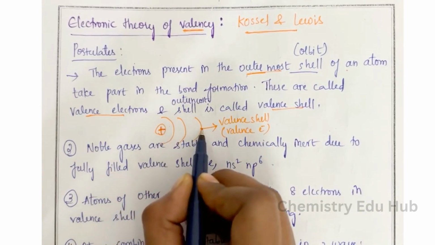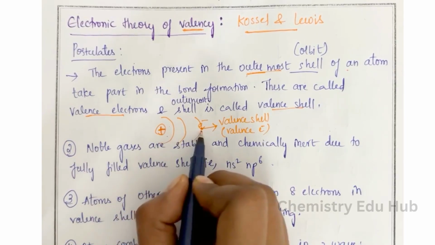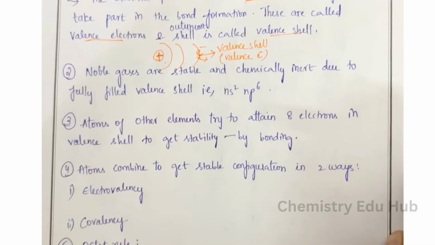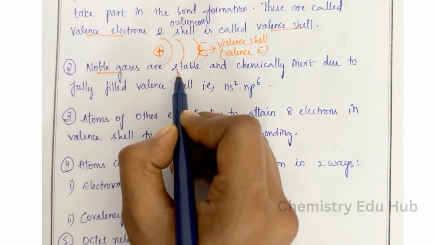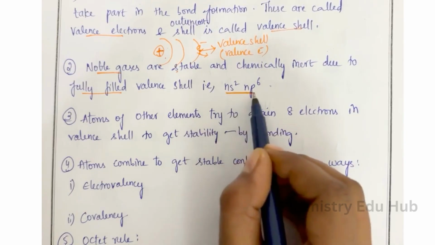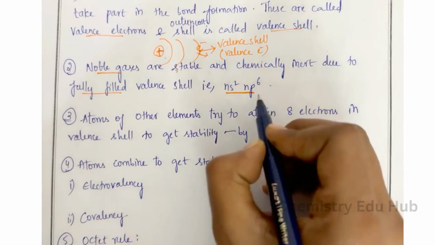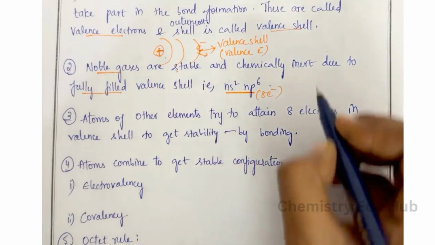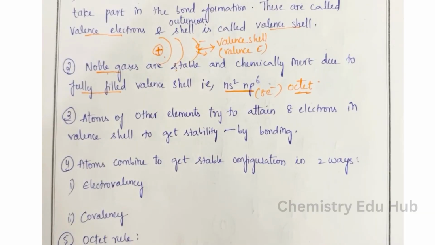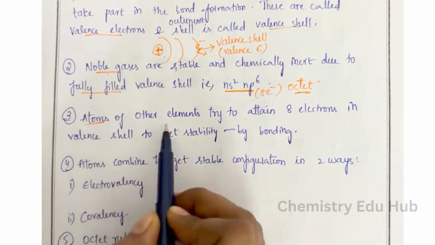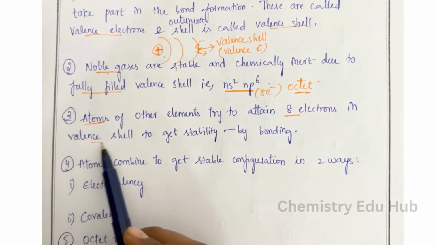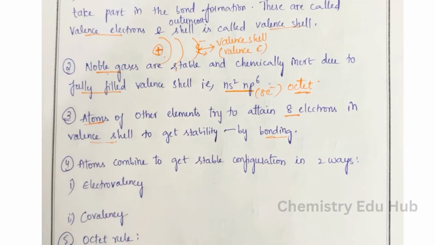The nuclear attraction on the valence shell electrons is less, so they will readily participate in the bond formation. Hence valence electrons are very important. If you look at the noble gases, they are already very much stable, because in the valence shell the electrons are completely filled. There will be 8 electrons in the outermost shell, and we call it an octet. Because of the octet in the outermost shell, noble gases are already stable and inert. But atoms of other elements try to get 8 electrons just like the noble gases, and hence they use the valence shell electrons to form bonds and get stability.